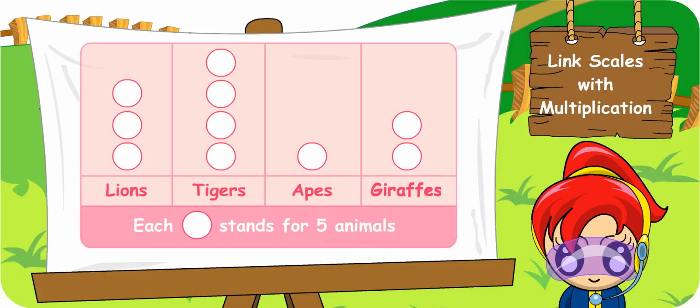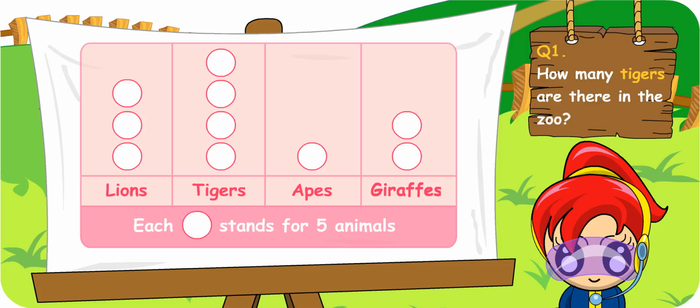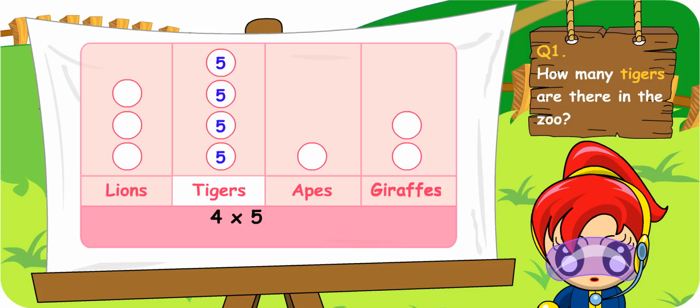Okay. Study this picture graph on the number of animals in the zoo. Tell me how many tigers are there in the zoo? From the scale, I know that each circle stands for 5 animals, and there are 4 circles for tigers. That means I must take 4 times 5 to get 20. There are 20 tigers in the zoo.